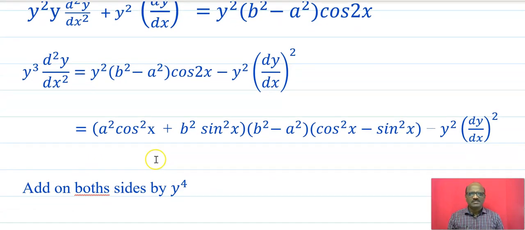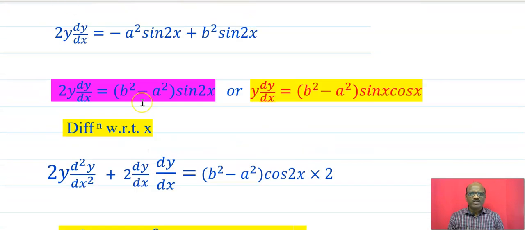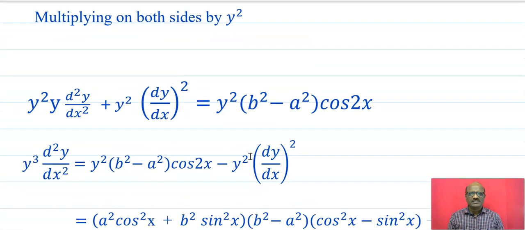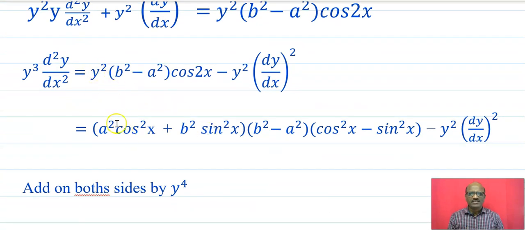Now see this here again, here is y square. What is the value of y square? It is given in the question. It is a square cos square x plus b square sin square x. I substitute the value of y square, a square cos square x plus b square sin square x, into b square minus a square. And what is the value of cos 2x? The cos 2x is cos square x minus sin square x, minus y square into dy by dx bracket square.